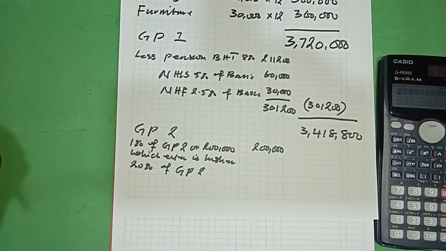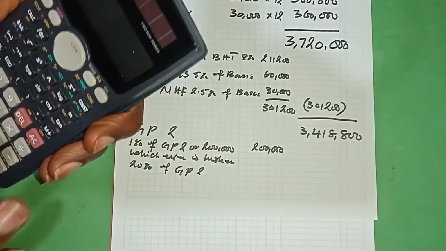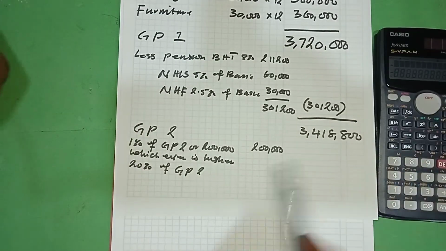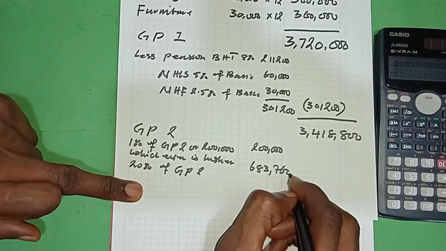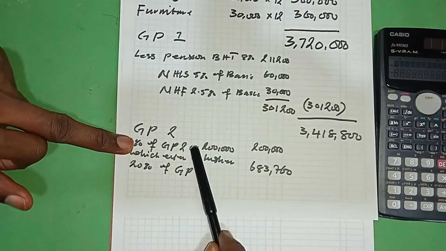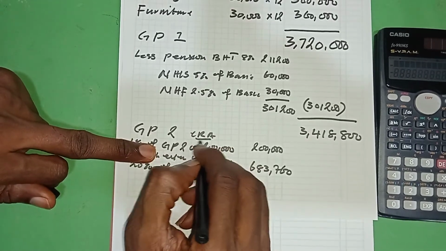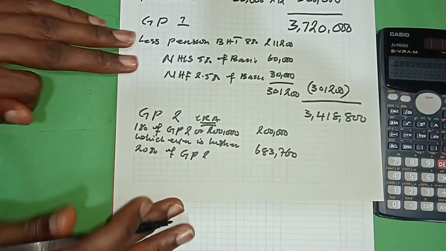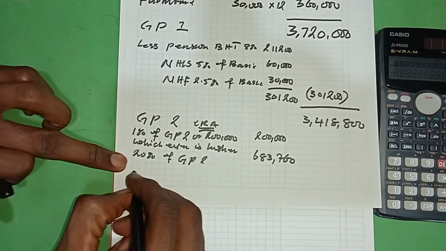20% of your gross pay 2 is what? Use your calculator. Let's use our calculator. Okay, 20% of your gross pay 2 will give you 683,760. You understand? Now, we are now applying our CRA, Consolidated Relief Allowance. Now, let us less our tax exemption.